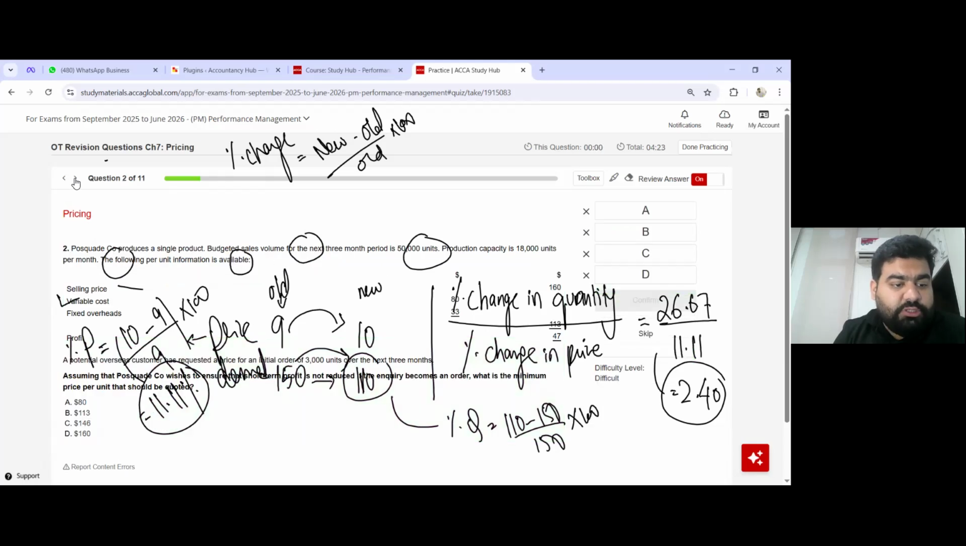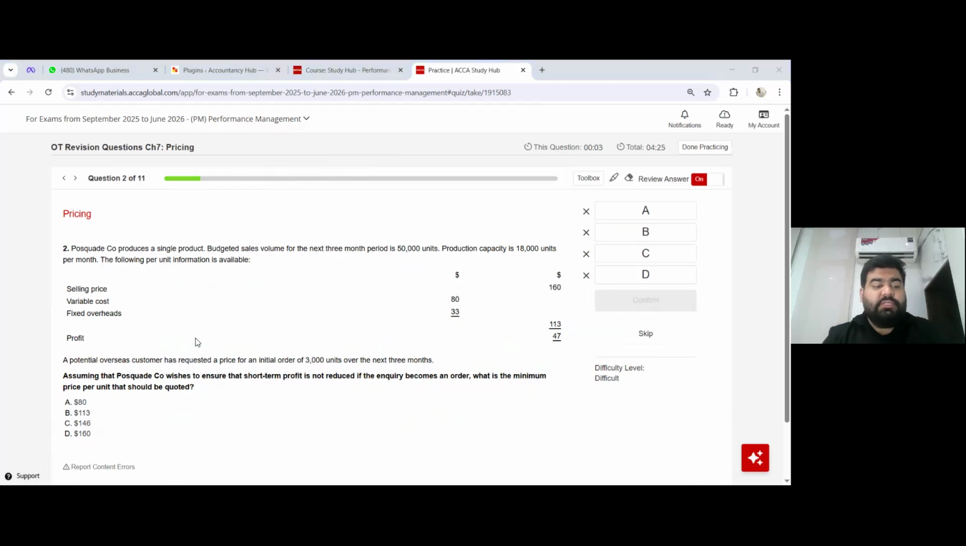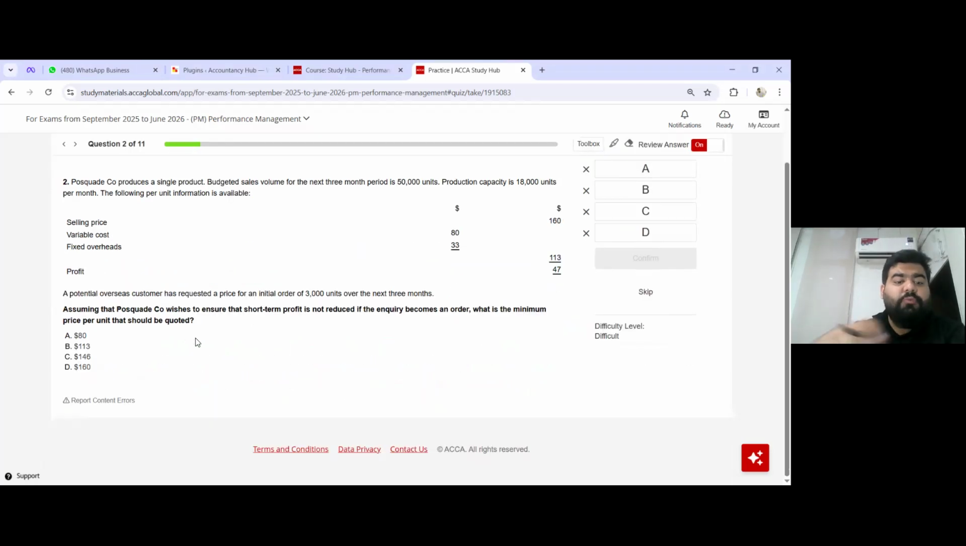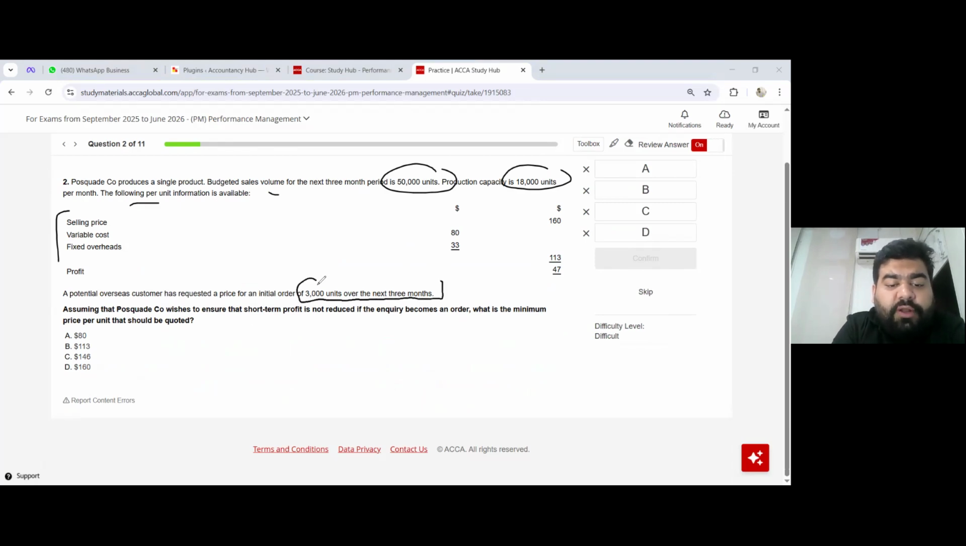Now, next question. Let us discuss that as well. The next question says that P company produces a budgeted sales volume for the next 3 periods of 50,000 units. Production capacity is 18,000 units per month. The following information is available: selling price, variable cost, and fixed overhead. A potential overseas customer has requested a price for an initial order of 3,000 units over the next 3 months.